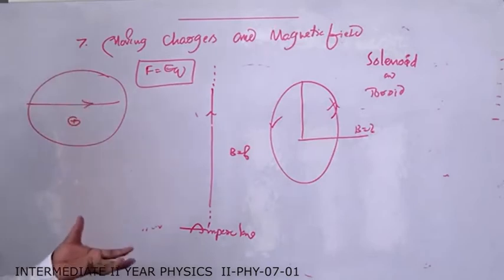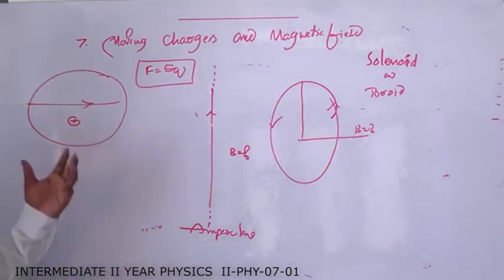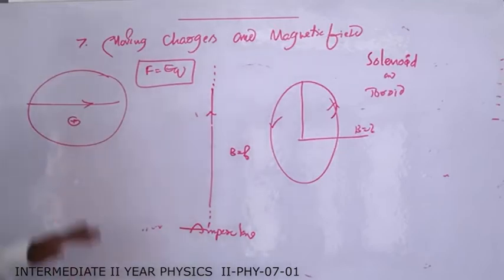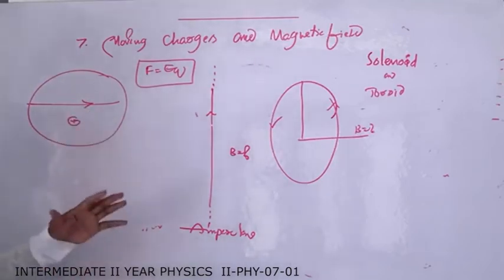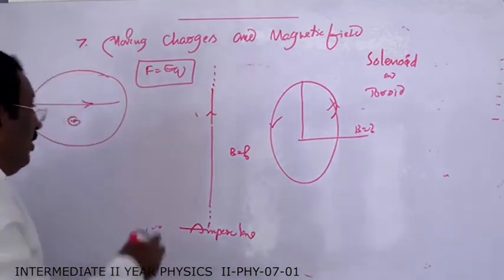So what is the force on a moving charge in the magnetic field? And what is the direction of the force? By using this formula, there is a famous device, the cyclotron.